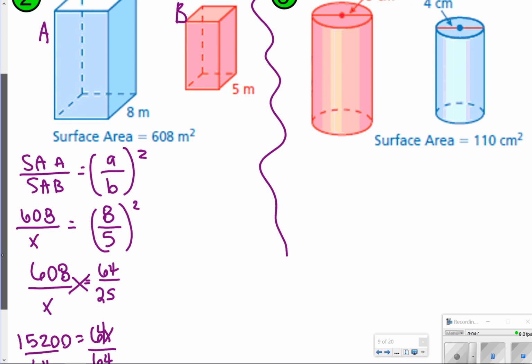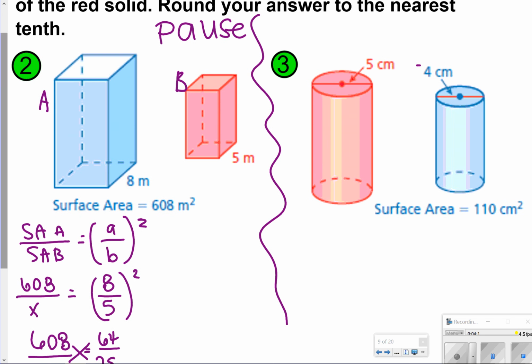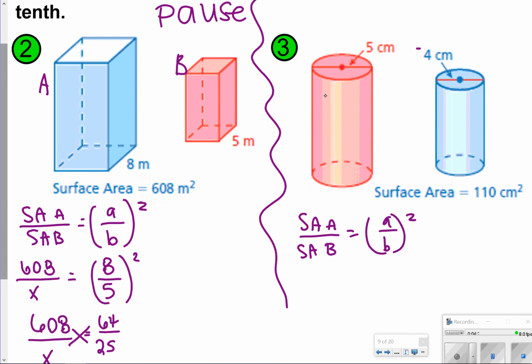I'm going to scoot it up here for number 3. So number 3, again, surface area of A over the surface area of B is equal to A over B squared. I'm going to say again that the first shape is A, the second shape is B. I don't know the surface area of A, so I'll write an X, but the surface area on this one for B will be 110. And then side A will be 5, side B will be 4.